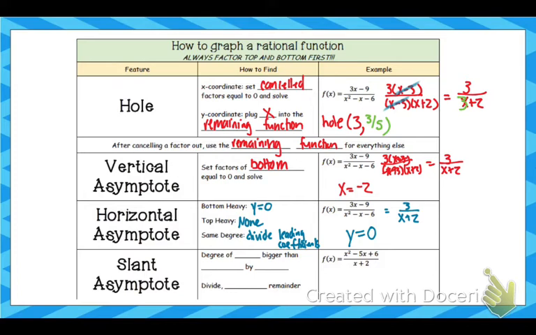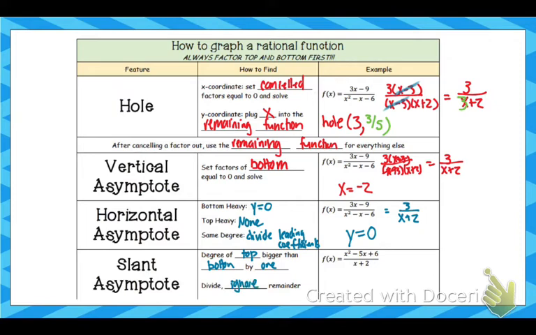All right, a slant asymptote will happen instead of a horizontal. You cannot have both horizontal and slant. It's going to be one or the other. Slant asymptotes occur when the degree of the top is bigger than the bottom and exactly by 1. So if it's 1 degree higher on top, you're going to have a slant asymptote. The way you find a slant asymptote is you divide, but you can ignore the remainder.